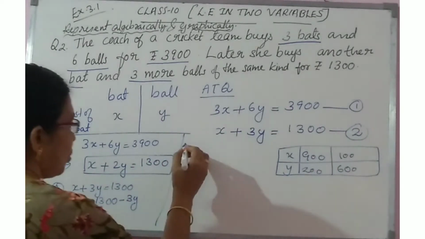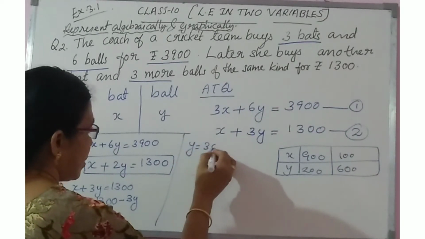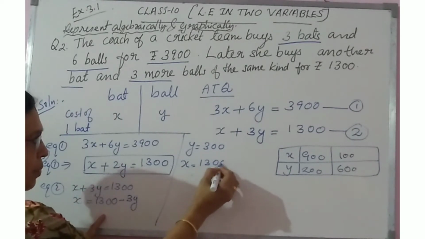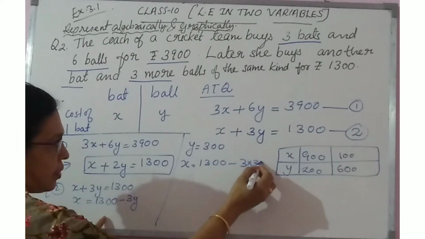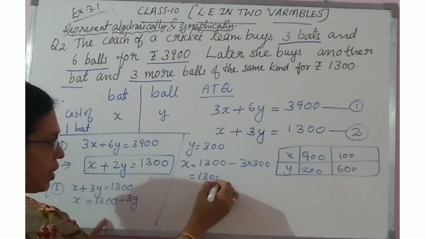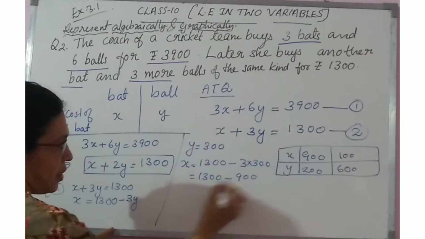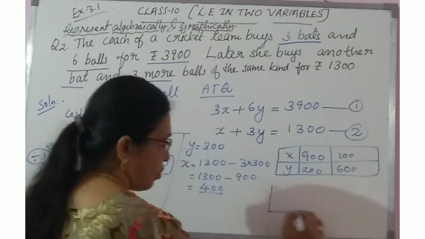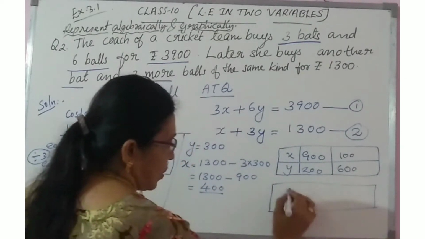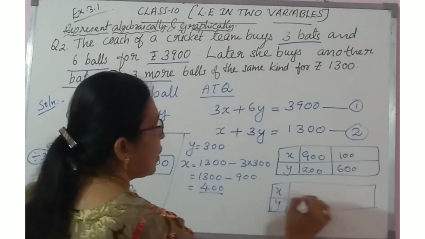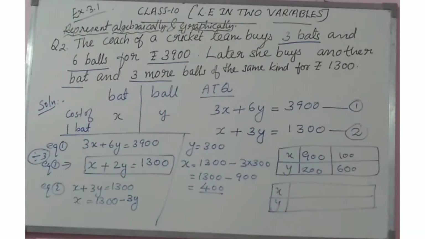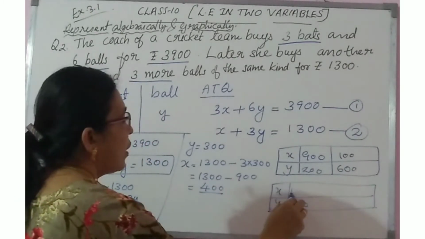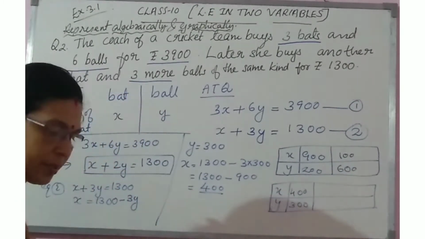So first solution I am going to give y is equal to 300. If y is equal to 300, x is equal to 1300 minus 3 into 300. So that's equal to 1300 minus 3 3s are 9, 900. That's equal to 400. So we are getting the value of x. Another table you have to make here. So here we have to write x and y. Then we should draw here. Now y value is 300. X we got 400.